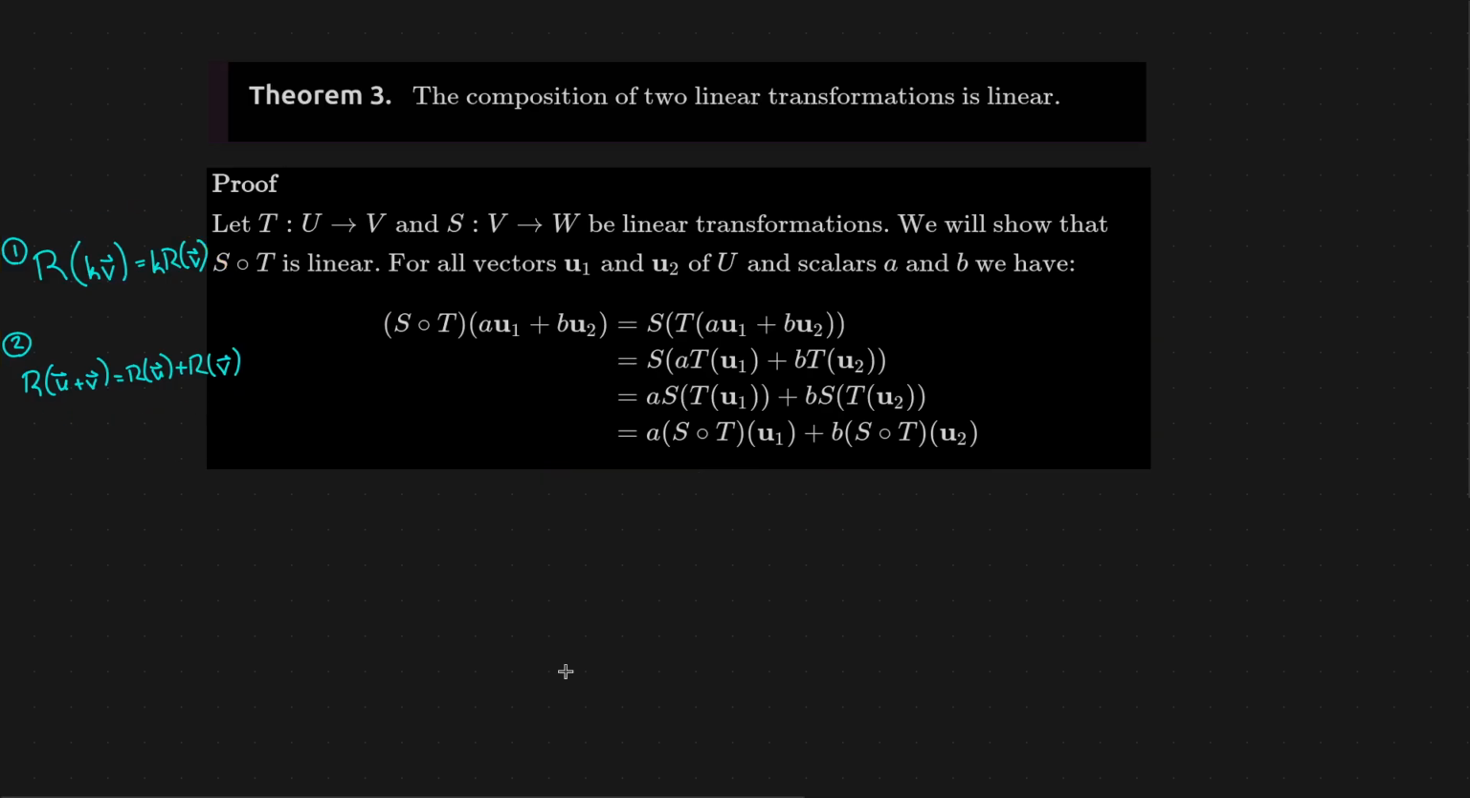So in summary, what this proof is showing us is that if we have two linear transformations and we take the composition of those two linear transformations, the resulting composition is also a linear transformation.